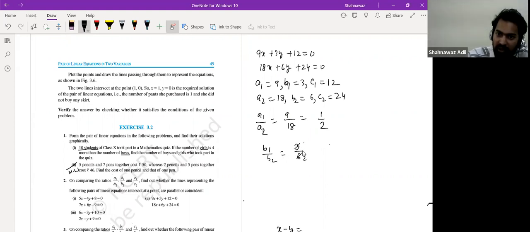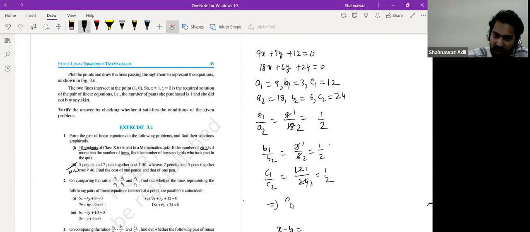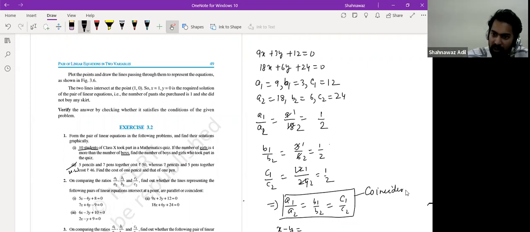So this is 1 by 2. C1 by C2 is what? This is again 1 by 2. So you see that A1 by A2, B1 by B2, and C1 by C2 are all equal, which means that the lines are coincident, right? Yes. So again, this is your homework.